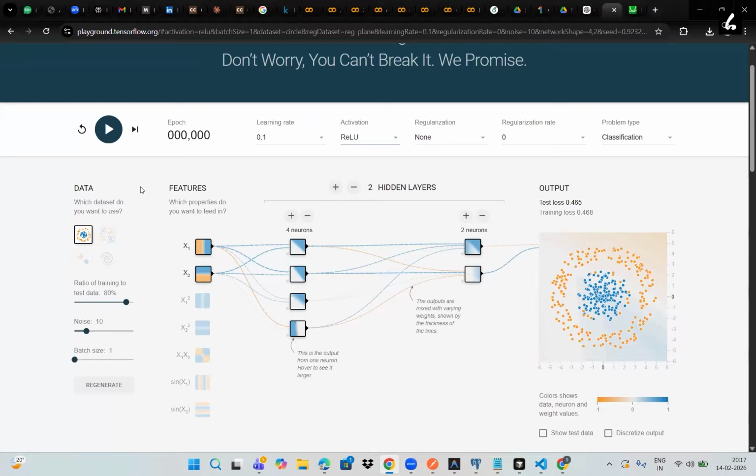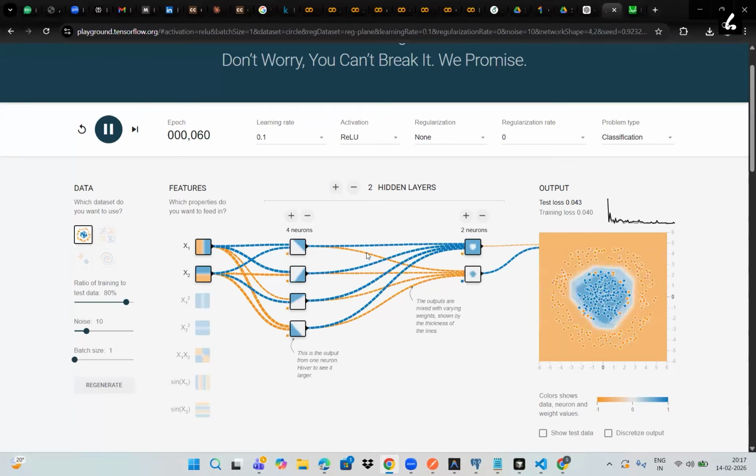Suppose we are applying ReLU on a weight over here, and it is minus 0.33. This weight will become 0 in case of ReLU. Let's see. This weight is not becoming 0 right now. Let's give it some time, maybe.